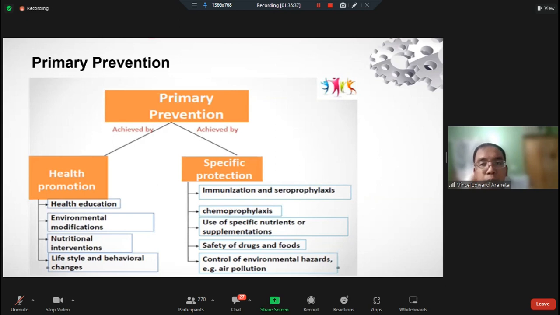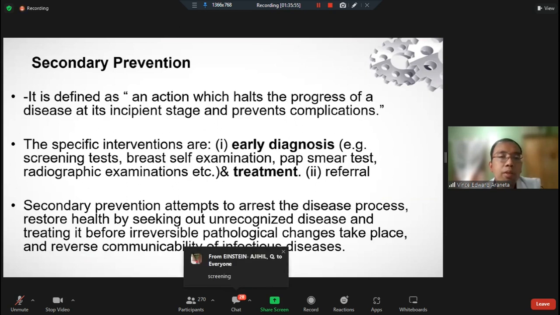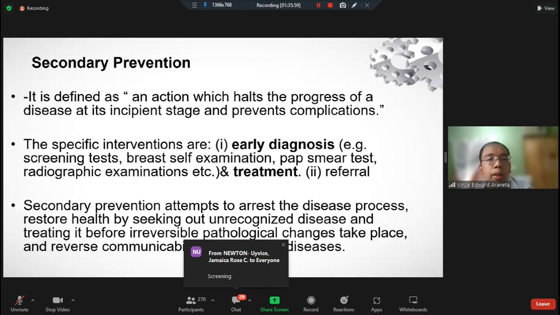The next, secondary prevention. Don't have to discuss in detail, but just remember early diagnosis and prompt treatment. So what are examples of secondary prevention? Anyone? Or some examples of secondary prevention? Yes, screening tests are part of it because of the term early diagnosis. So that's a perfect example for the early diagnosis and prompt treatment.